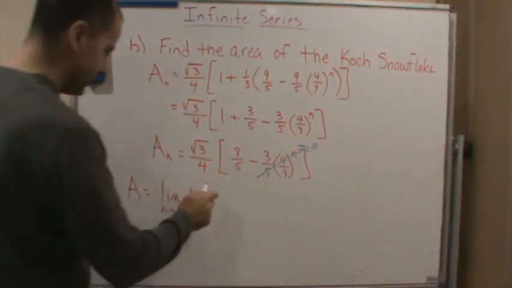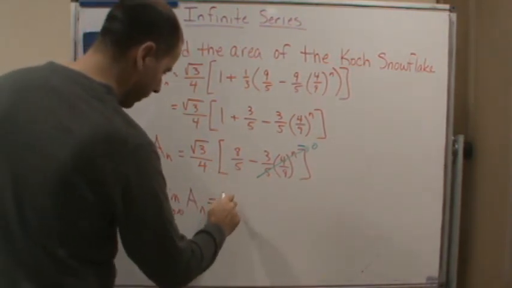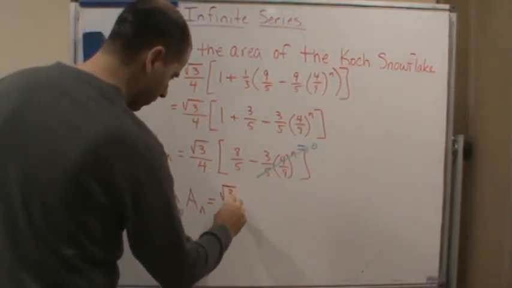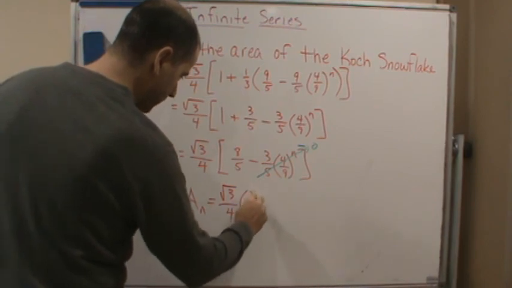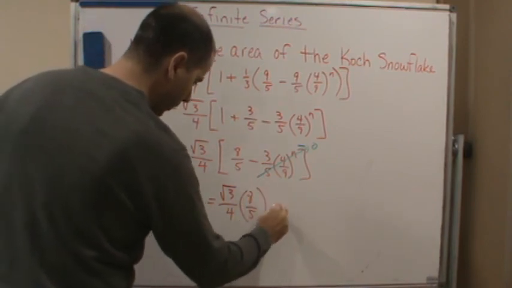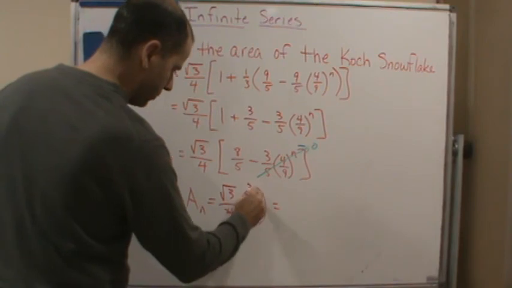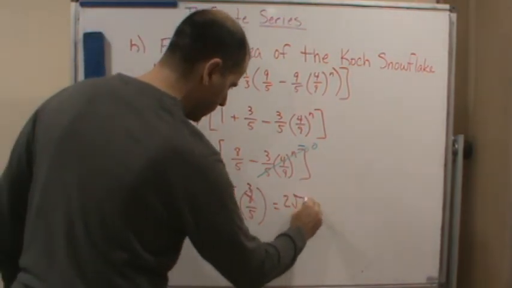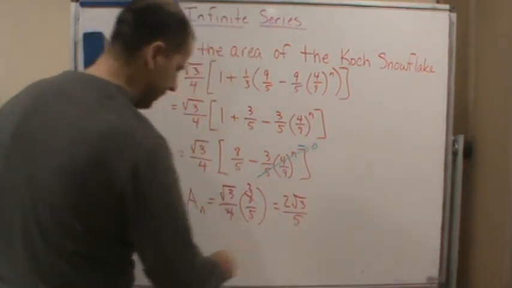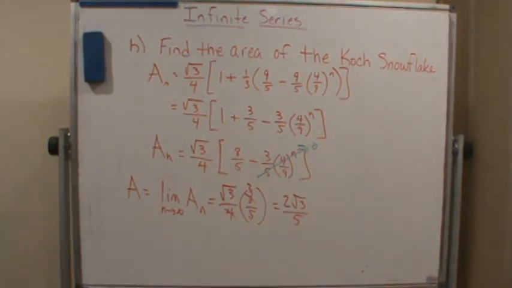And so in this case, what do you end up with? You end up with the square root of 3 over 4 times 8/5, which then equals, well, this goes to 2, so you end up with 2 times the square root of 3 over 5. And that's the area of a Koch snowflake. When you start with an equilateral triangle that has equal sides of 1 unit, that's the area of the resulting Koch snowflake. Okay, that's it.